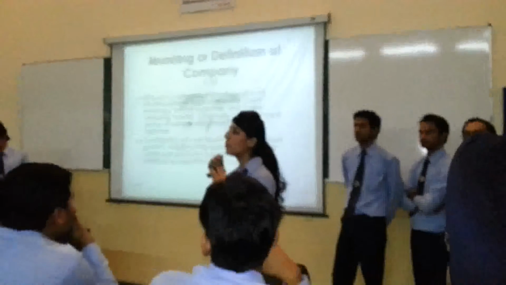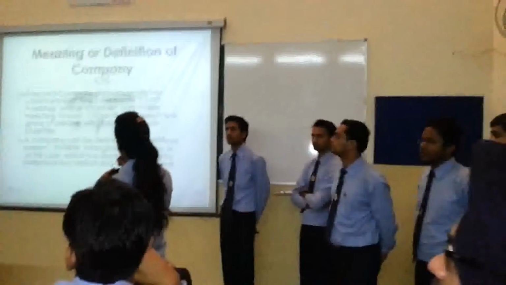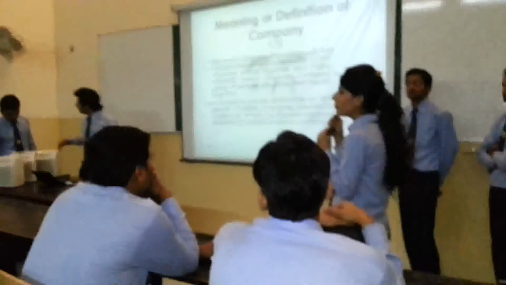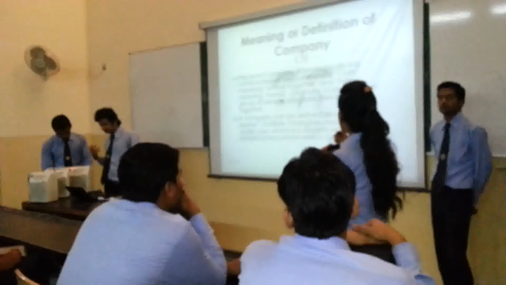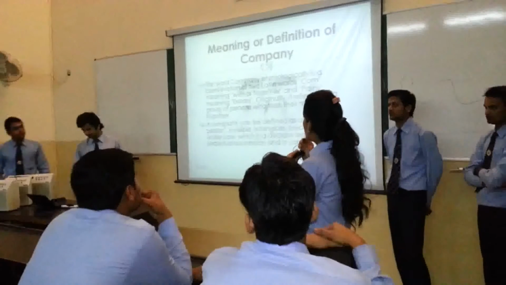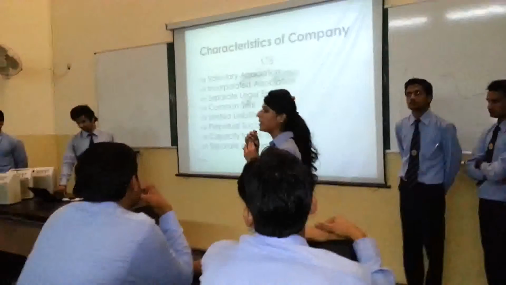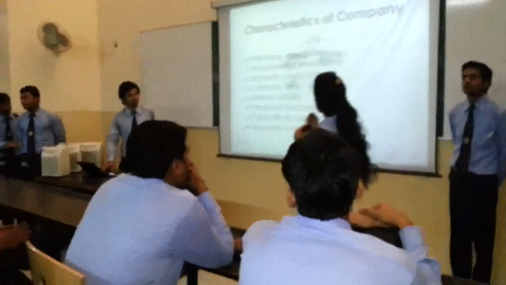Means bid put together, and paint means the bid for the work that is carried out. So originally it is delivered to a group of persons who took their deals together. A company can be defined as an artificial person, invisible, intangible, created by or under law, which is a discrete legal entity, with perpetual succession and a common seal. These are the characteristics of a company, which are explained further.